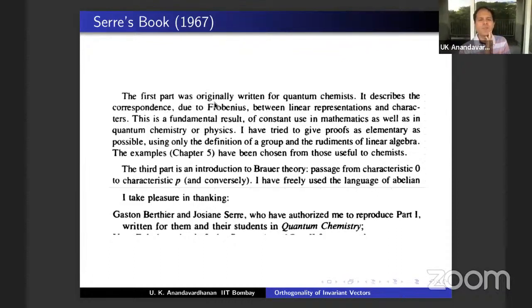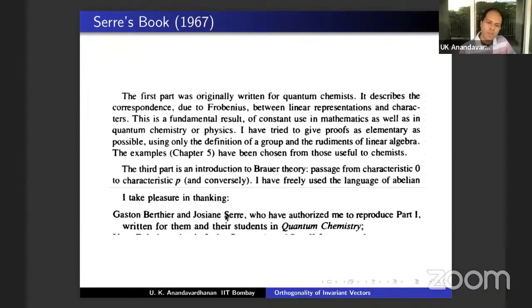So the first part of the book was originally written for quantum chemists. It describes a correspondence due to Frobenius between linear representations and characters, a fundamental result of constant use in chemistry, in physics. Then I have tried to give proofs elementary, etc. And then the third part is the P modular representation theory, which is much more advanced than the first part. And then he also says, I take pleasure in thanking somebody, and Josiane Sayre, who is Sayre's wife, who have authorized me to reproduce part 1.